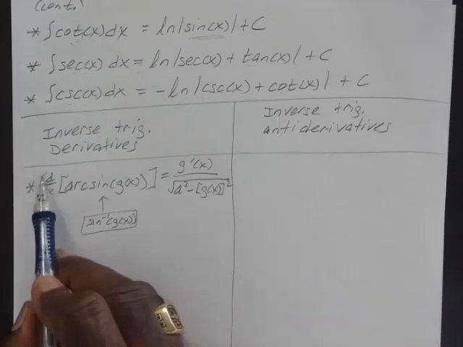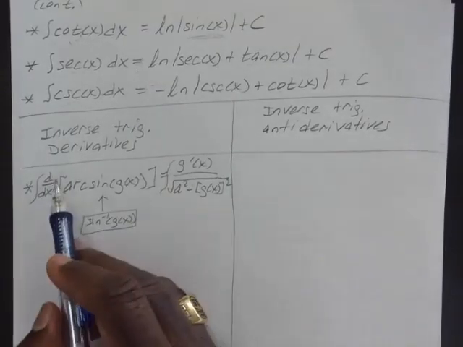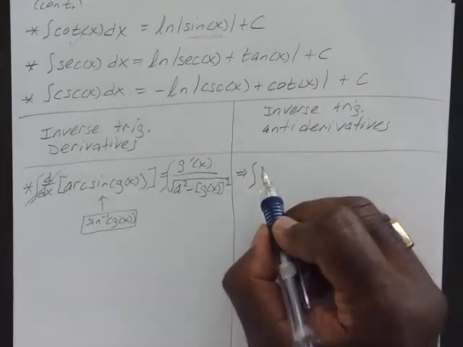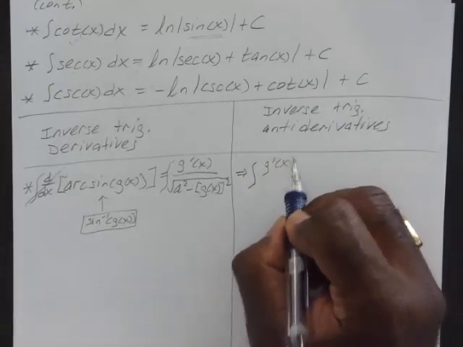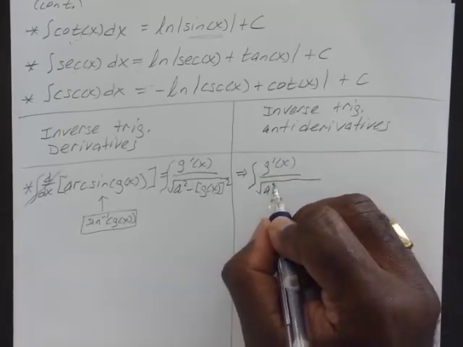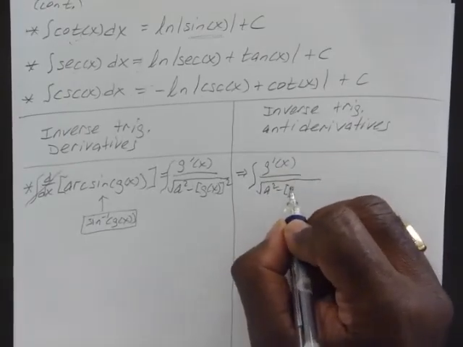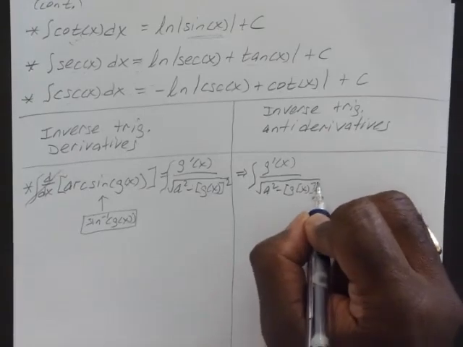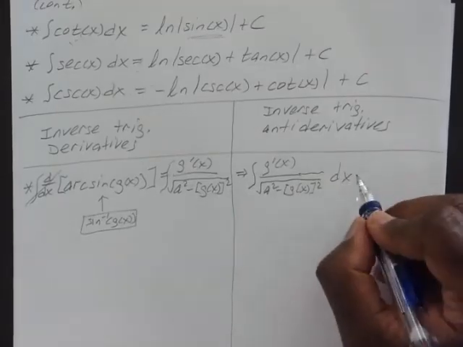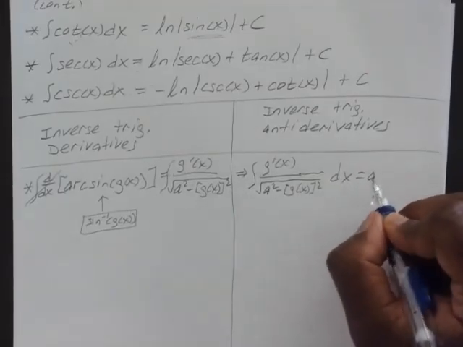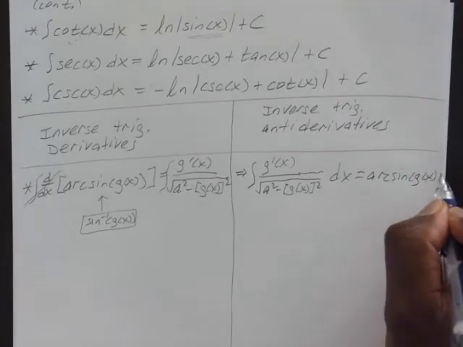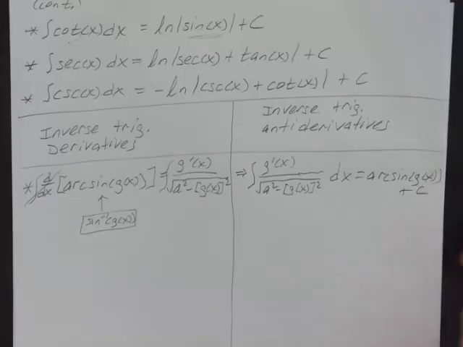Well, taking the antiderivative on both sides, we know the antiderivative of g prime of x divided by the square root of a squared minus g of x squared with respect to x is equal to arcsine of g of x plus c.